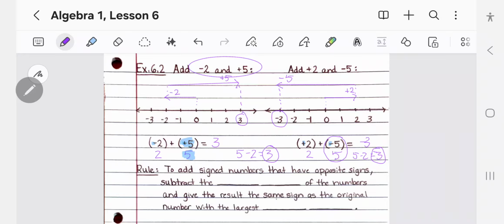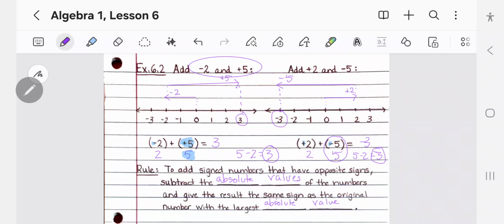To add signed numbers that have opposite signs, subtract the absolute value of the numbers, well, I should say values, I guess, of the numbers, and give the result the same sign as the original number with the largest absolute value.